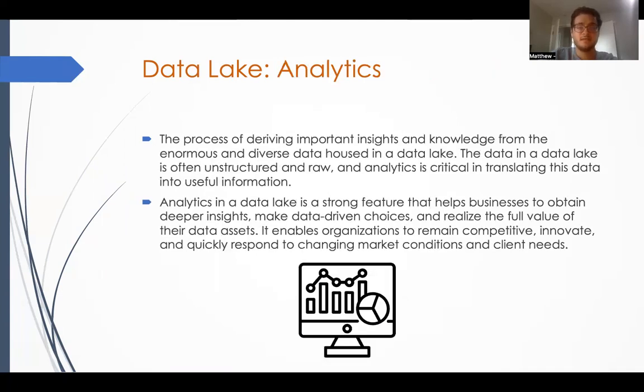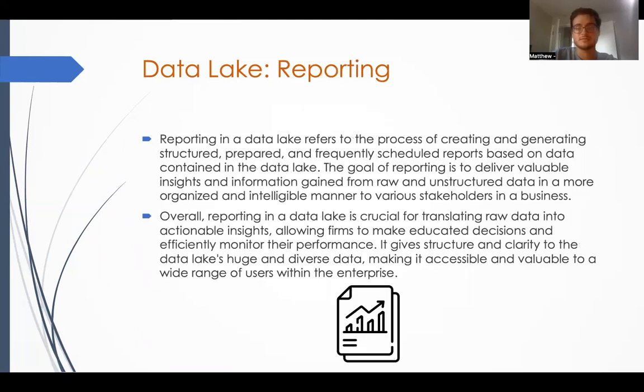The next one would be analytics, the process of deriving important insights and knowledge from the enormous and diverse data housed in a data lake. The data in a data lake is often unstructured and raw, and analytics is critical in translating this data into useful information. So analytics in a data lake is a strong feature that helps businesses to obtain deeper insights, make data-driven choices, and realize the full value of their data assets. It enables organizations to remain competitive, innovative, and quickly respond to changing market conditions and client needs.